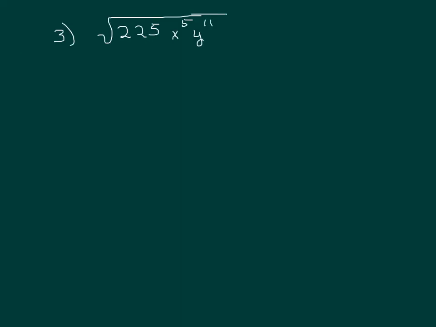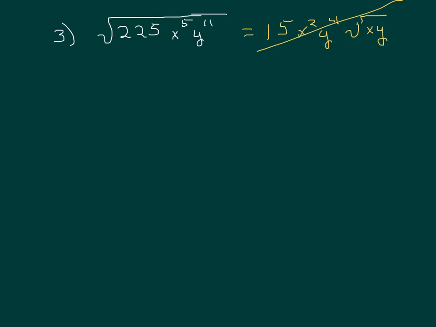Okay, now we're taking the square root of 225, x to the 5th, y to the 11th. And your answer was 15 x squared y to the fourth, and then you had the square root of x y. And so you were almost correct in this, but you weren't correct, so let's cross out that answer.